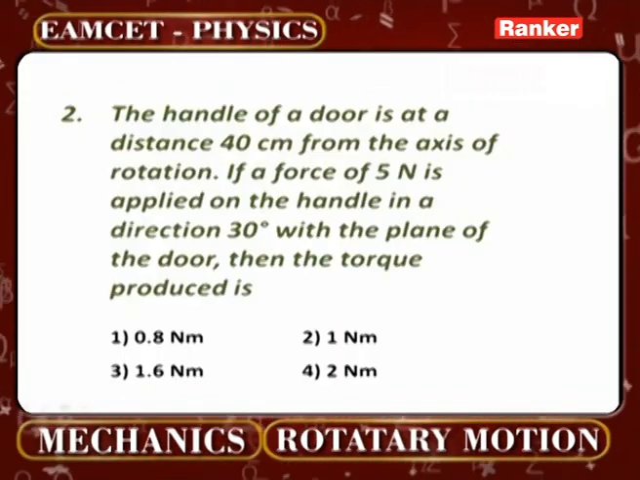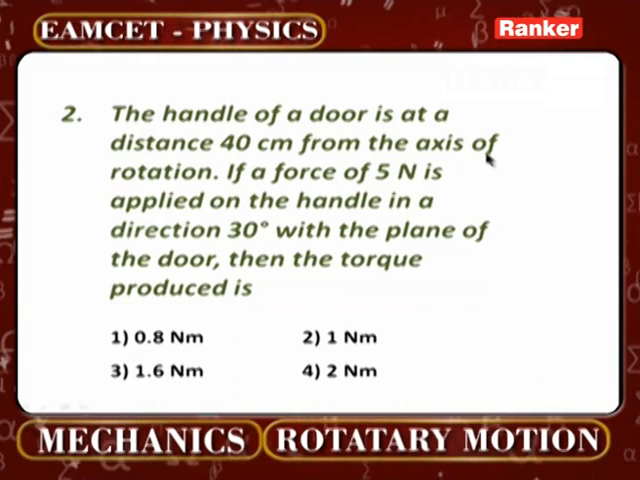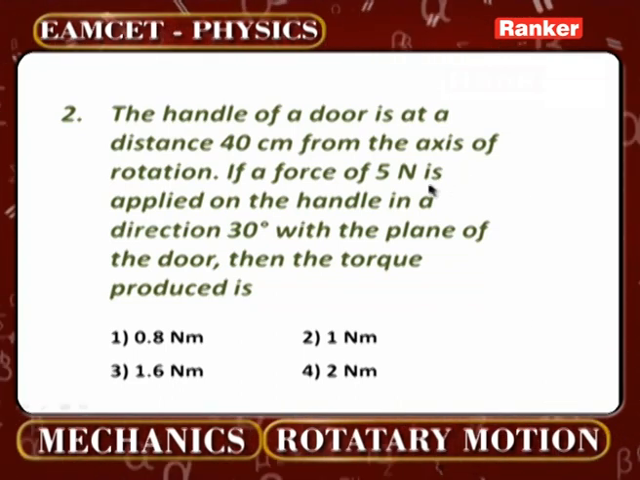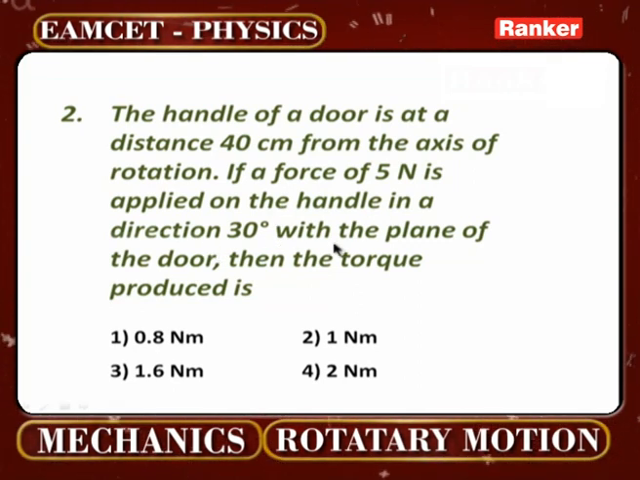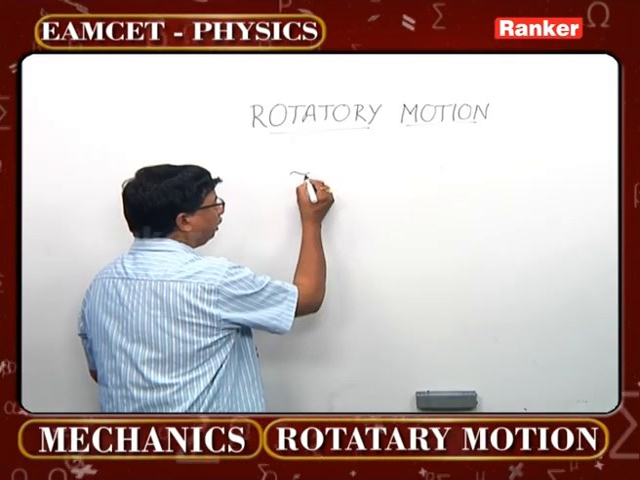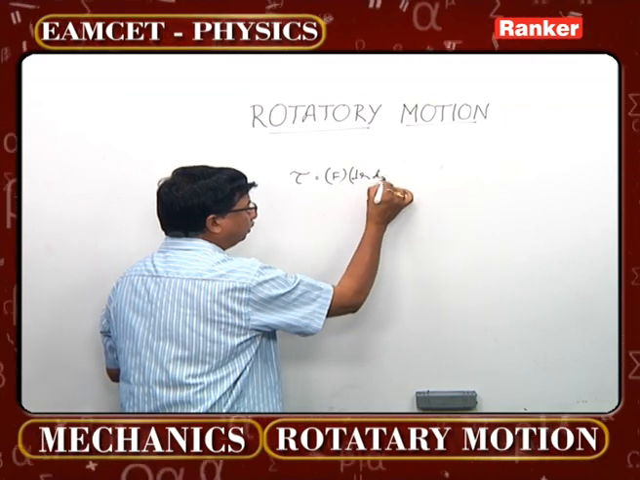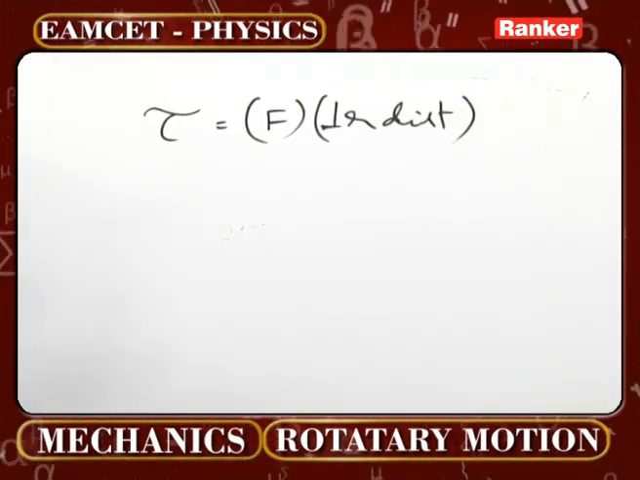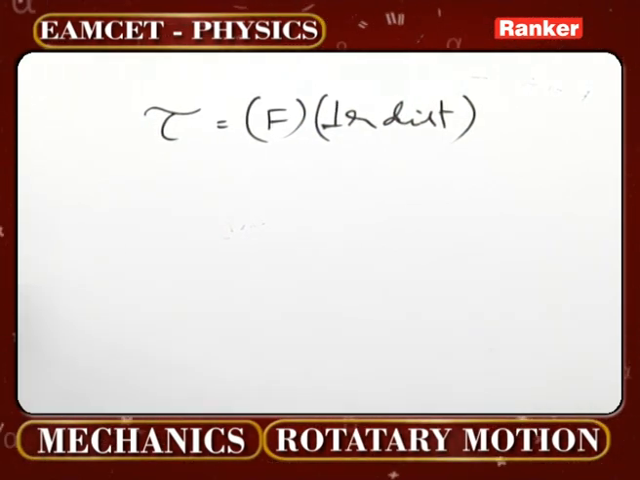Second problem. The handle of a door is at a distance of 40 centimeter from the axis of rotation. If a force of 5 Newton is applied on the handle in a direction 30 degrees with the plane of the door, then the torque produced. In reality, torque you can even define it like this also. Torque is nothing other than force into perpendicular distance. Perpendicular distance between what? Between the fulcrum and the point of application of the force as such.